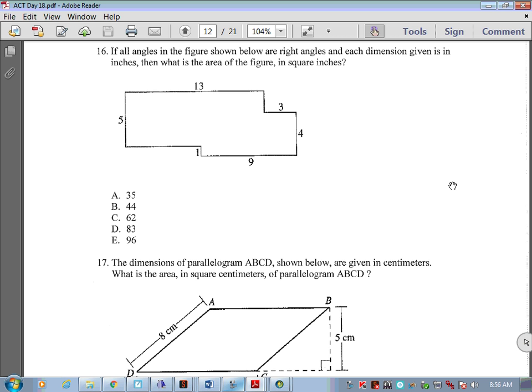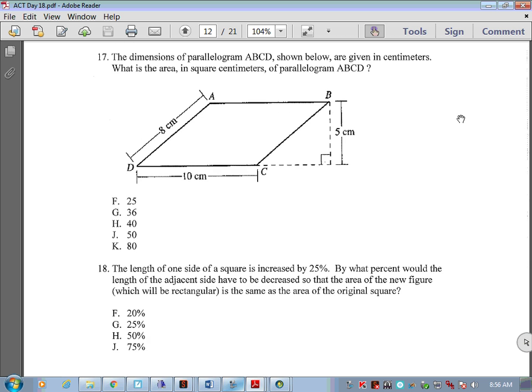16, 17 or 18, which one? 17. Parallelogram. What is the area? Again, the altitude is 5, right? The length is 10. Let's see. Why is that different than what I've got? Oh, yeah, nope, that's right, 50. So just don't use the 8. I'm guessing that you got 80 instead. Yeah, with a parallelogram, it's the altitude.